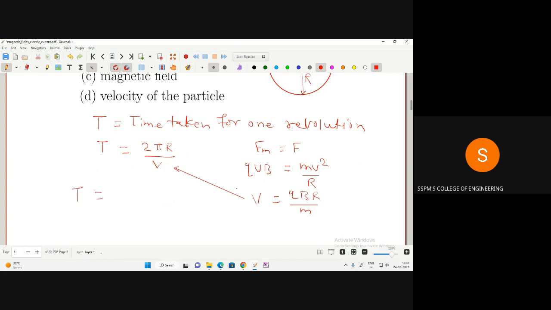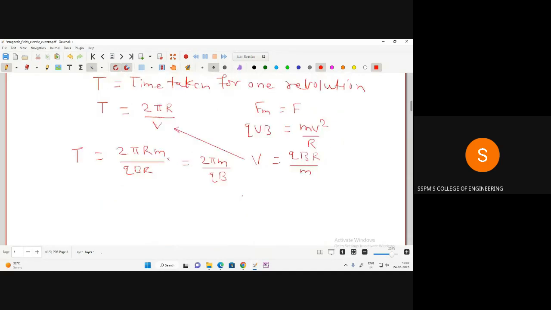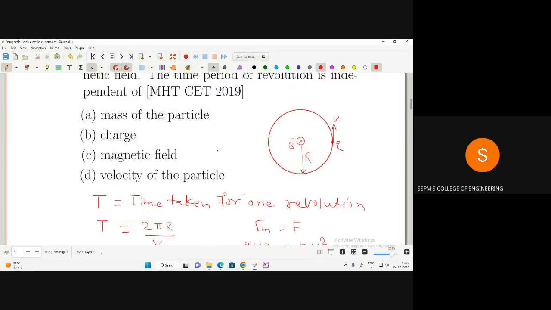So t is equal to 2 pi r divided by v, where v is q B r divided by m. So m will come in the numerator, r will be cancelled, and t is equal to 2 pi m divided by q into B, where r from numerator and denominator is cancelled. So we can say the time period for one revolution of the charge depends on the mass of the charge.